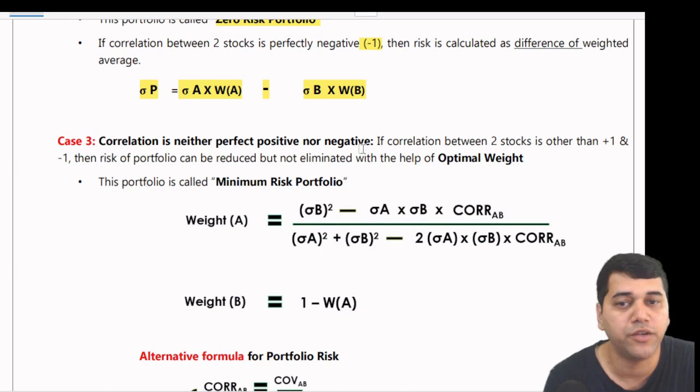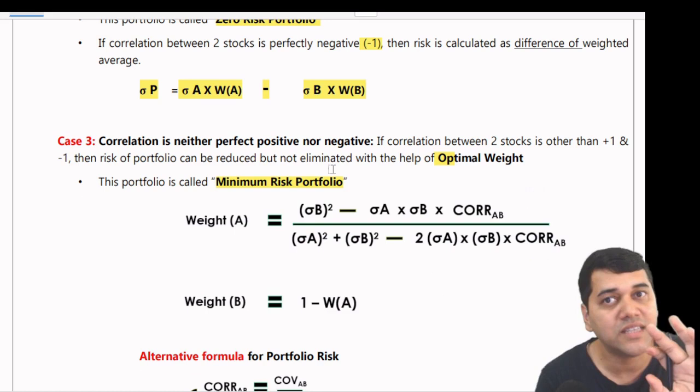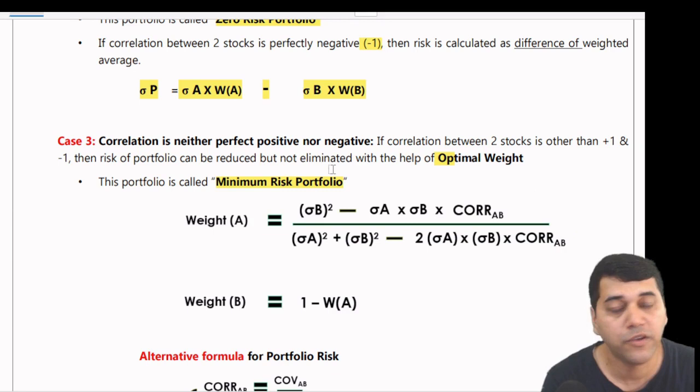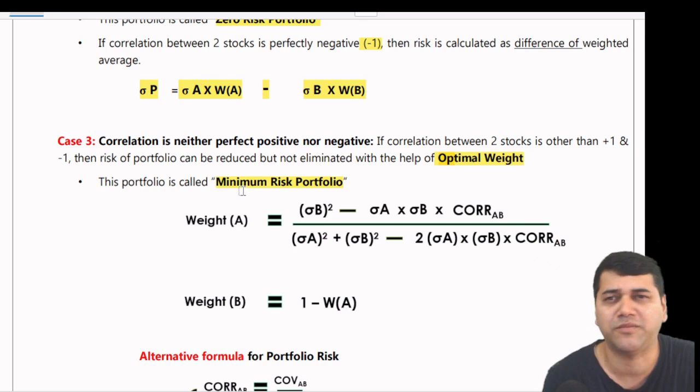Because if it is perfect positive, you can never minimize the risk. You cannot eliminate the risk. If it is perfect negative correlation, you can make it zero. But if you find other than perfect positive or perfect negative, then by having one optimum weight, you can minimize the risk. That is the minimum. It cannot go beyond that.